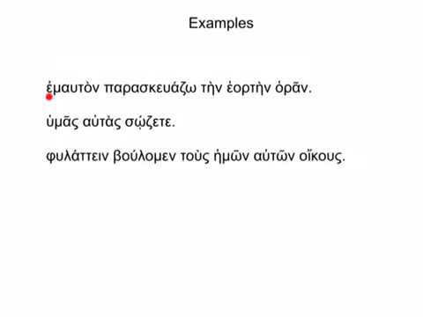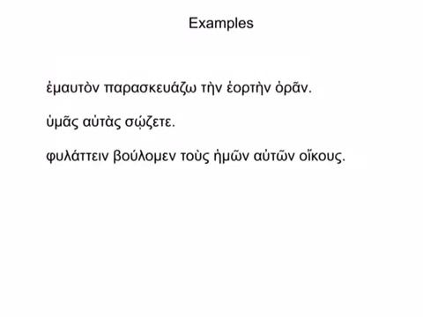Our first sentence is emauton paraskeuazo ten heorten horan, or I prepare myself to see the festival. Notice that emauton, our reflexive pronoun, goes in the accusative because it's the direct object of paraskeuazo.